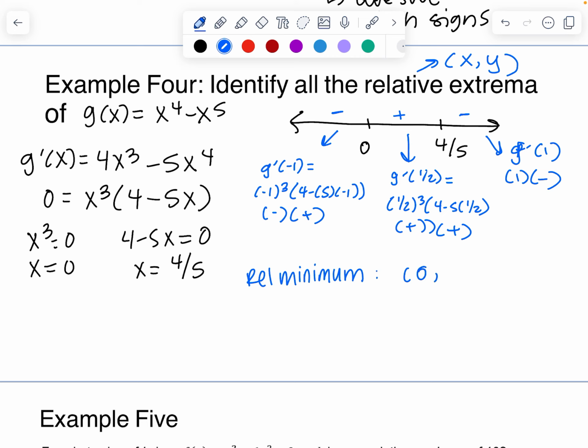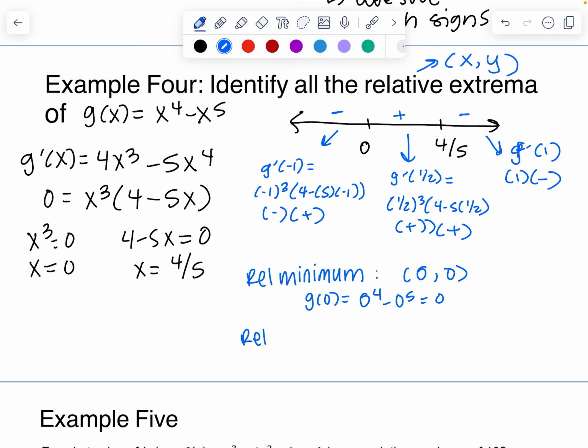And now we are trying to figure out what the minimum is on the original function. So we have been using the derivative to identify positive or negative, but to actually figure out what the y value of this relative minimum is, we need the original function. So I'm going to plug in 0 to the original function, and I'll get 0 to the 4th power minus 0 to the 5th power, and that comes out to be 0. So the relative minimum occurs at (0, 0).